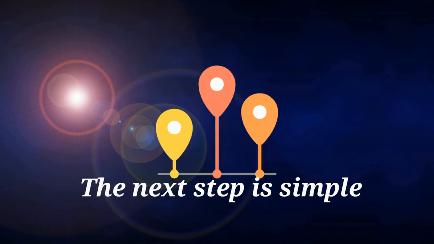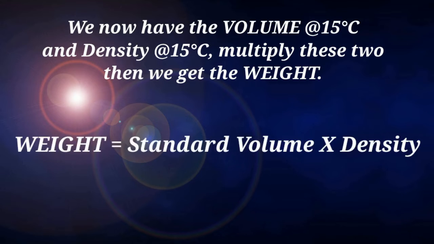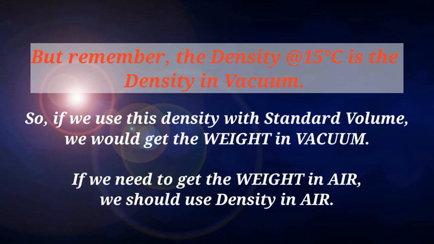Getting the weight from standard volume is simple. We have the volume at 15 degrees Celsius and we have the density at 15 degrees Celsius. If we multiply these two, we get the weight by a simple formula: weight is equal to standard volume multiplied by the density. But remember, the density at 15 degrees Celsius is the density in vacuum. So if we multiply this density with the standard volume, we would get the weight in vacuum.